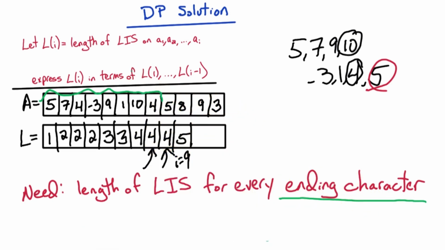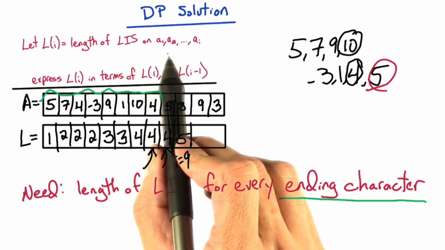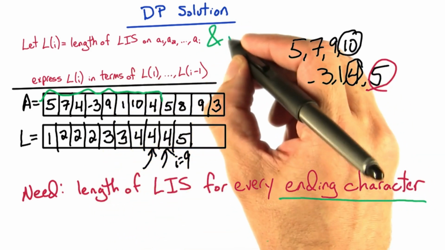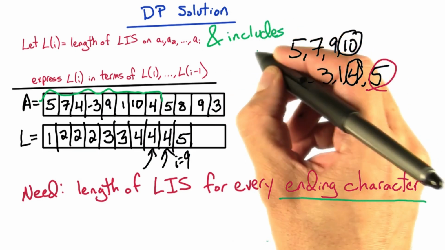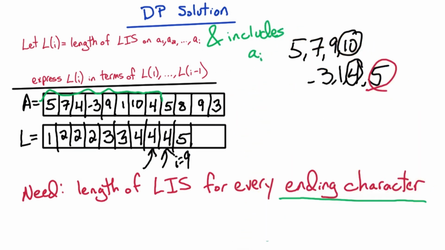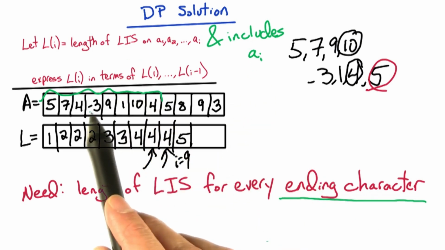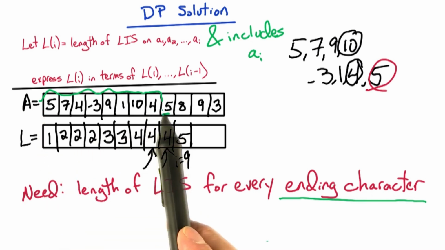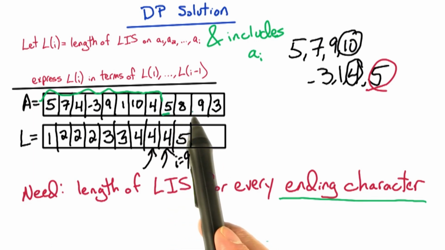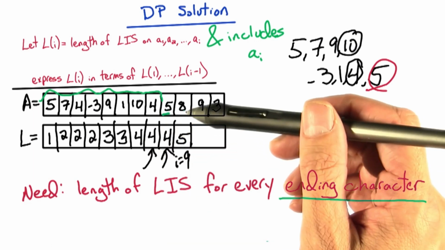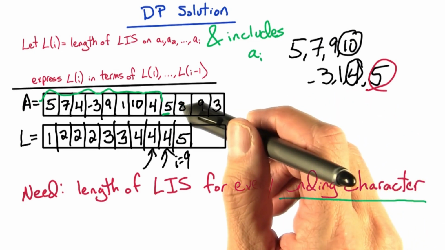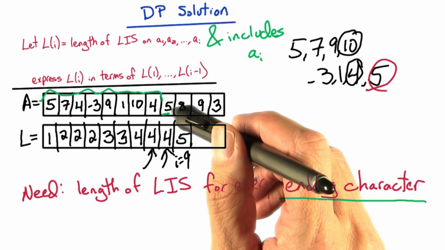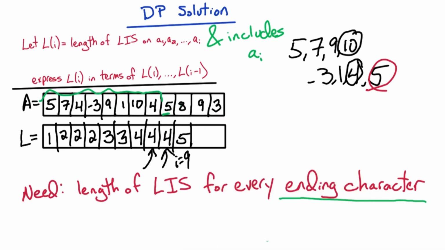We're going to modify it to the length of the longest increasing subsequence on A1 through AI that includes AI. Okay? So this will give us the longest increasing subsequence which ends at the ith element of the array, in this case 5. And then we have that for L1 through Li-1, and we can use that to decide what is the longest sequence ending at 8, because we can see which characters allow us to append 8 onto the end of it. Let's go back and formulate this more precisely, and then we'll see the recurrence.